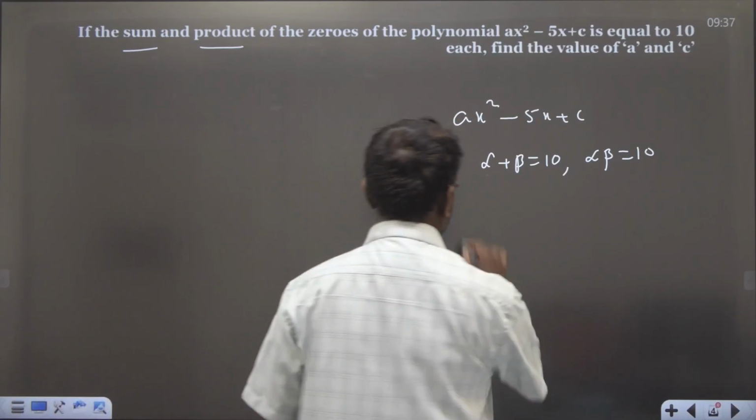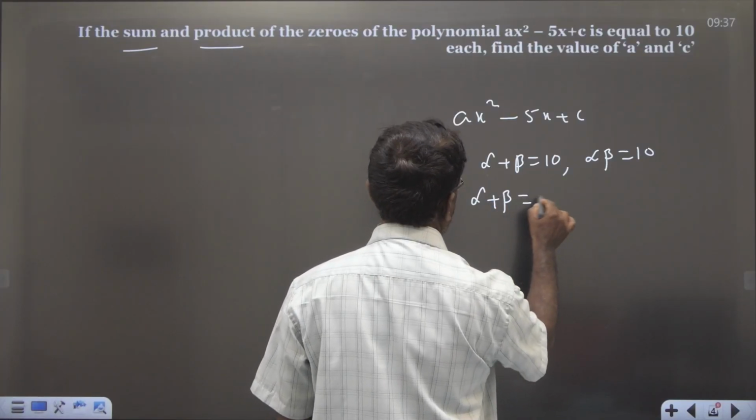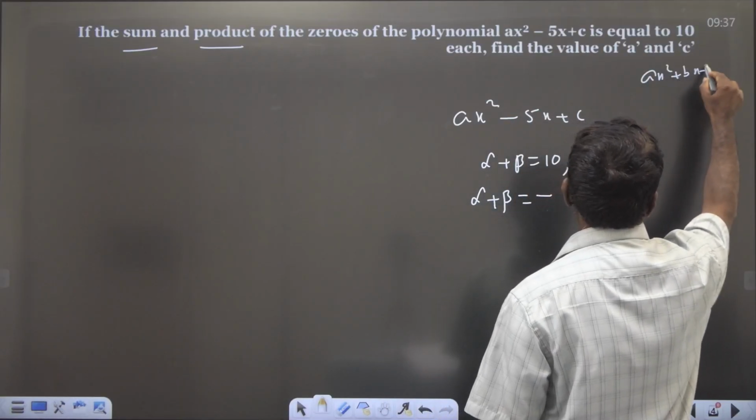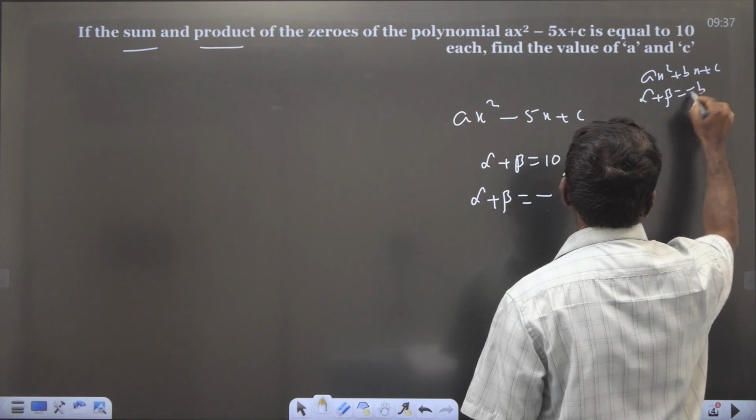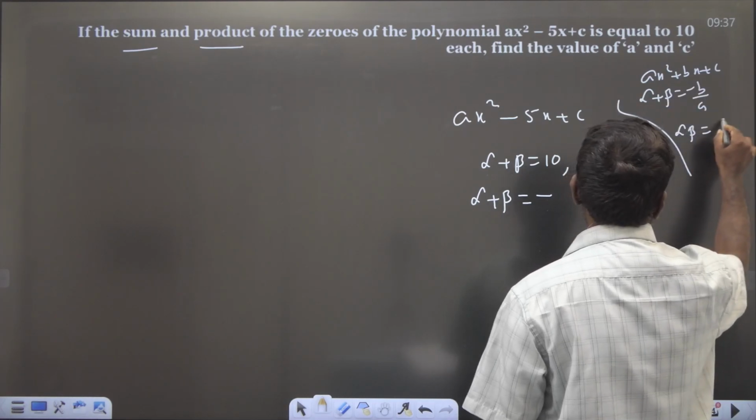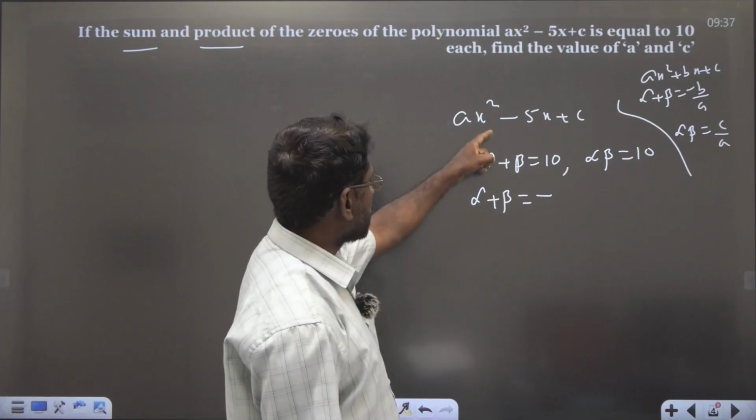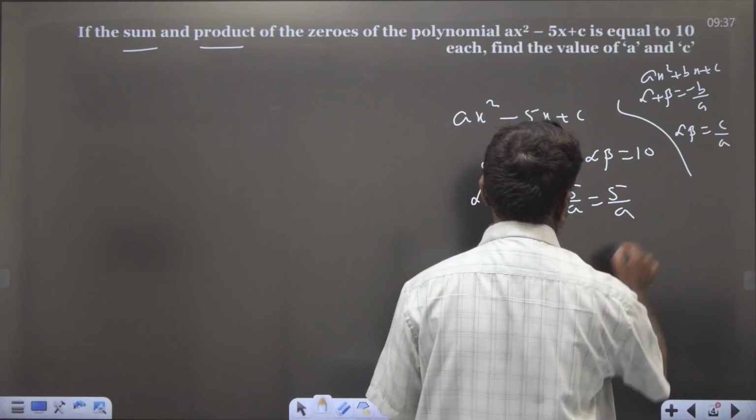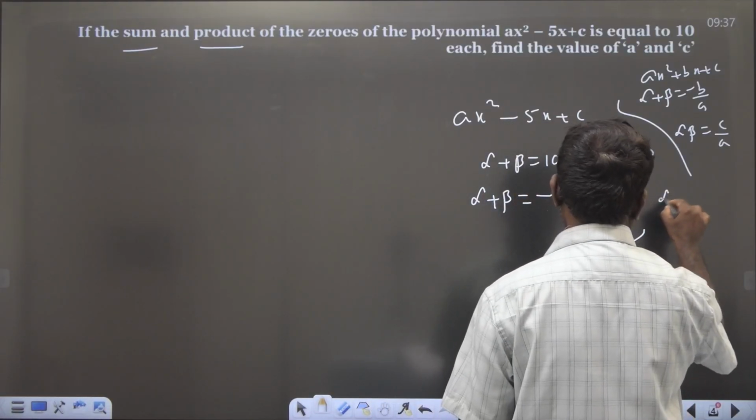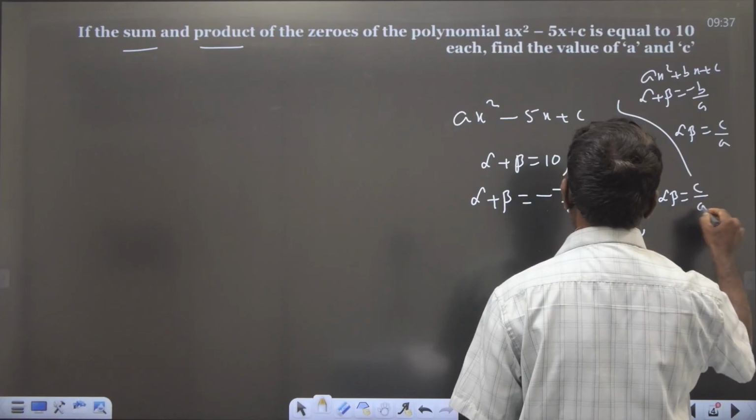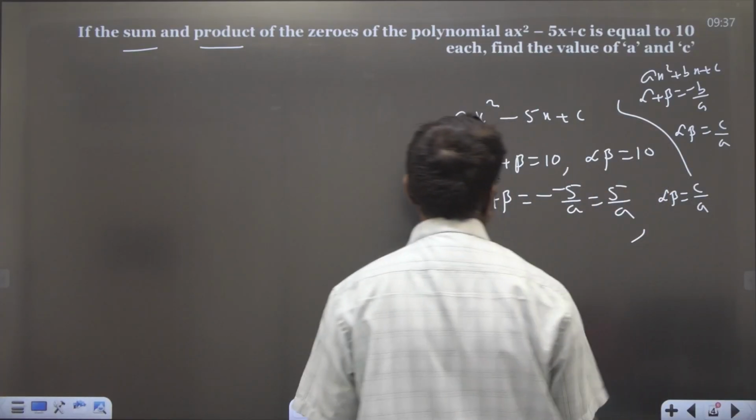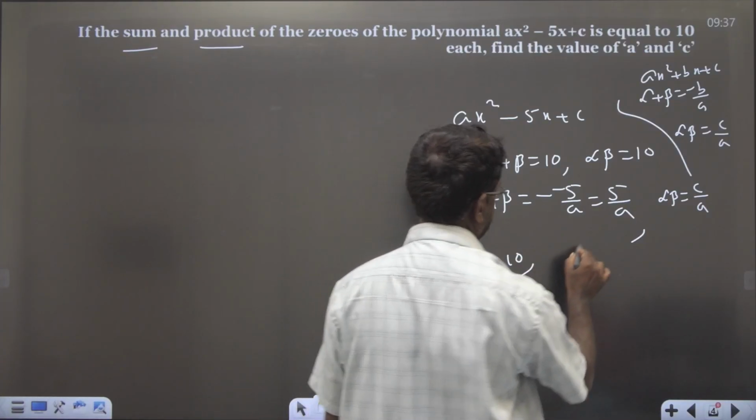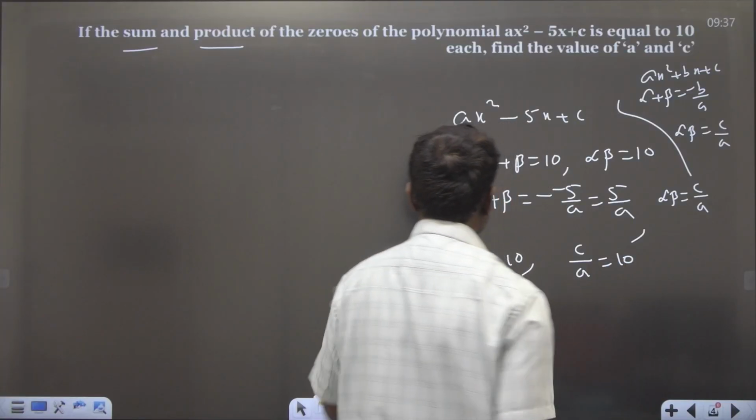From this equation, what is alpha plus beta? Suppose ax square plus bx plus c, alpha plus beta we have minus b by a, alpha beta equal to c by a. Here alpha plus beta is minus of minus 5 by a, that is 5 by a. And what is alpha beta? Alpha beta is c by a. As per question, 5 by a is equal to 10. c by a is equal to 10.